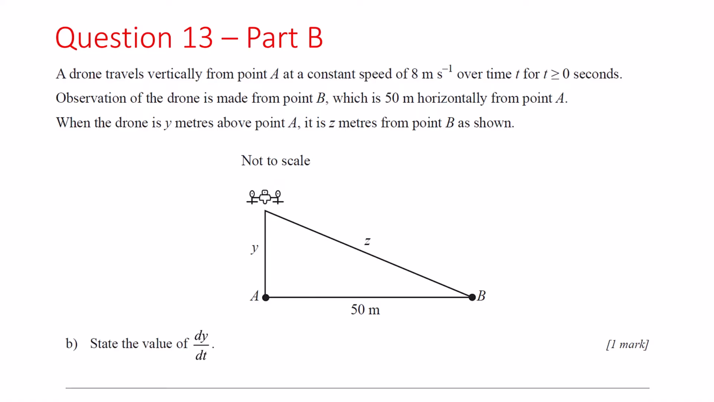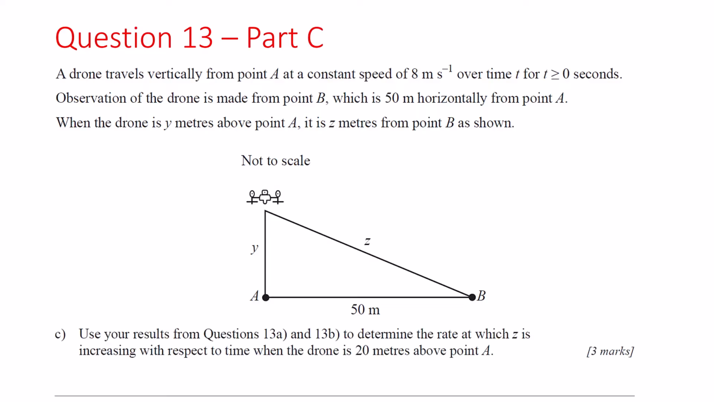In part B, you're asked to state the value of dy/dt. The first sentence says that the drone travels vertically from point A at a constant speed of 8 meters per second. So dy/dt is equal to 8. And then we're asked to use parts A and B to determine the rate at which z is increasing with respect to time when the drone is 20 meters above point A.